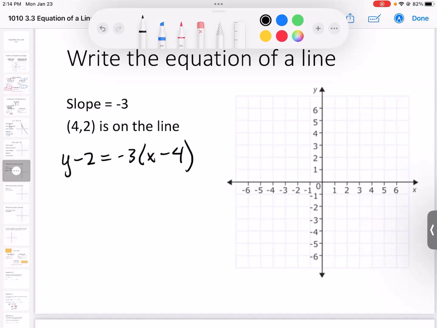If they said write the equation of a line and they specified that it had to be in standard form or slope intercept form, then you would manipulate this equation until it looks like the form you want it to. So if you wanted to get it into slope intercept form, you would get rid of parentheses and you'd get y minus 2.